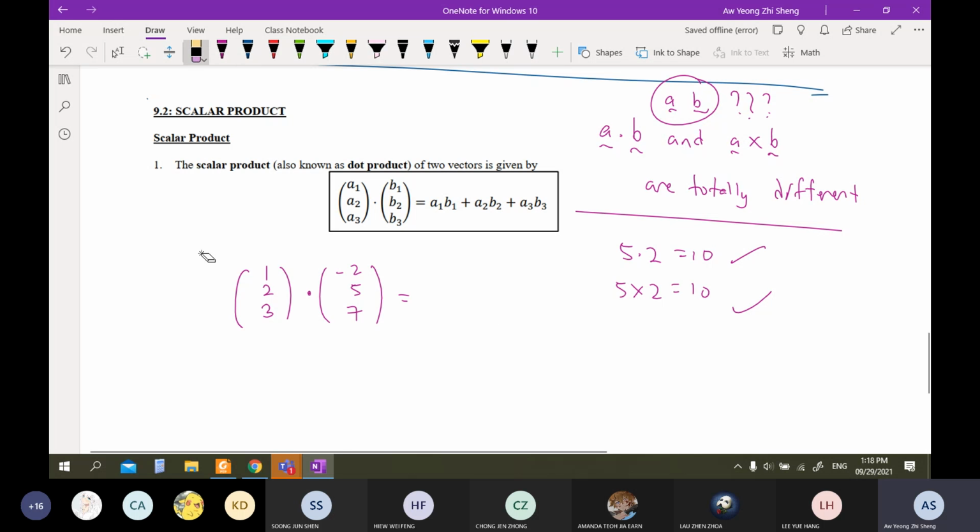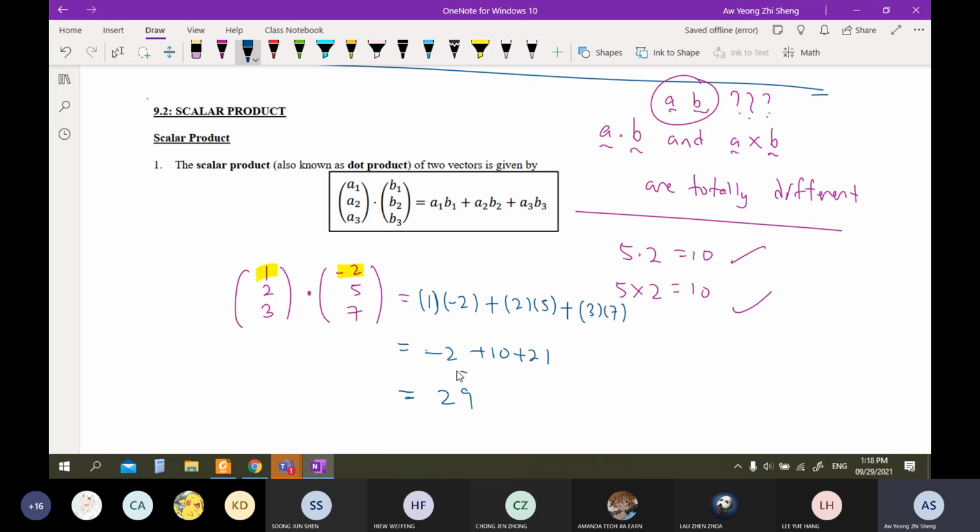Now, a scalar product is an operation that uses two vectors as an input. It operates on two vectors and converts them to a number. So how to convert it? You just multiply the corresponding numbers in every component. So you have 1 times -2 plus 2 times 5 plus 3 times 7. And you just compute as usual. This is -2 plus 10 plus 21, and you will get 8 plus 21, that's 29.